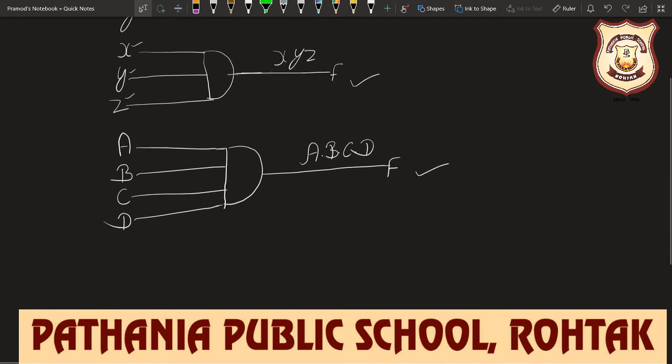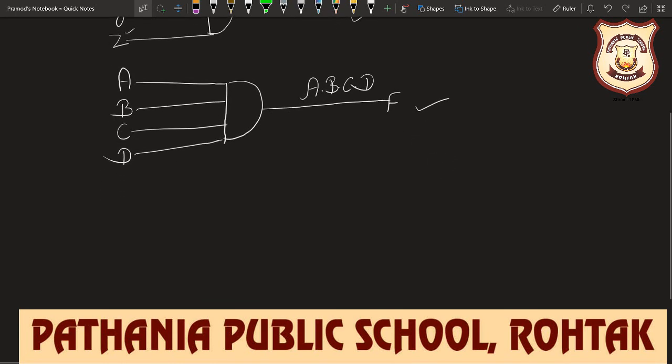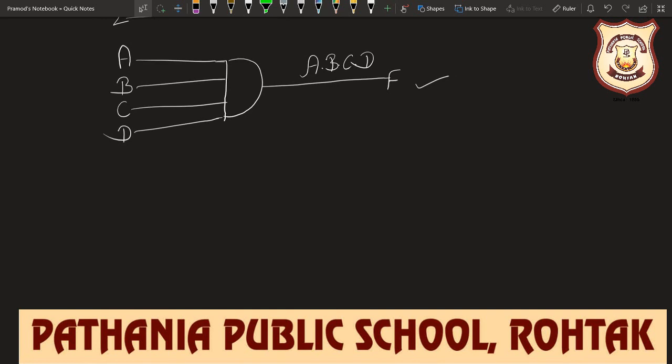Now, how do we write the truth table of these AND gates? For example, first we write the truth table for two inputs. You write X, Y, and here you write F. F means your output, F means your complete AND gate. First write the input combinations; everyone knows this truth table. How to write this? 0 0 1 1 for X and 0 1 0 1 for Y.